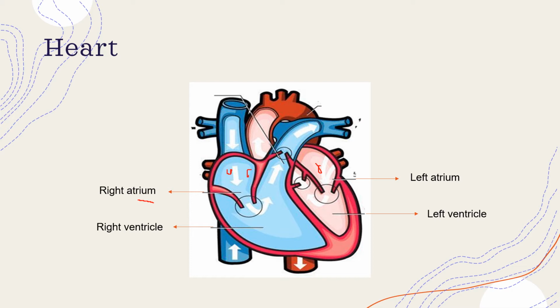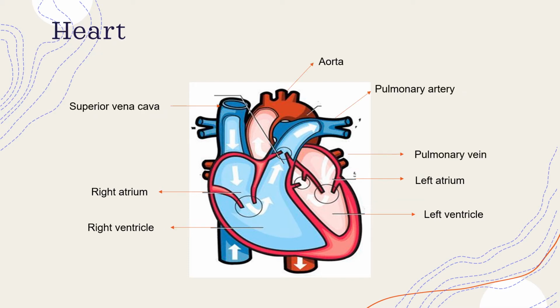The upper chambers are called atriums or auricles. So right atrium is the upper part, and right ventricle is the lower part. In the same way, on the left hand side, left atrium and left ventricle. So, upper chambers are called atriums or auricles, and the lower chambers are called ventricles. Right atrium, right ventricle, left atrium, left ventricle.